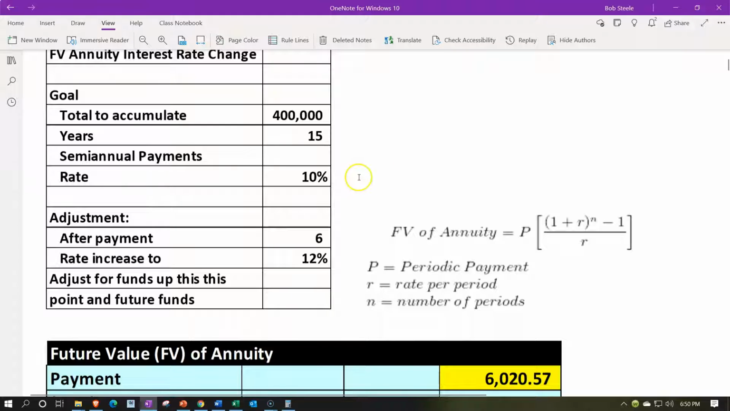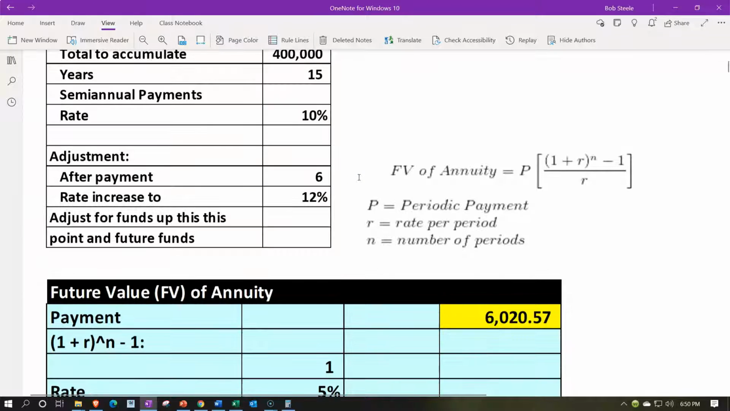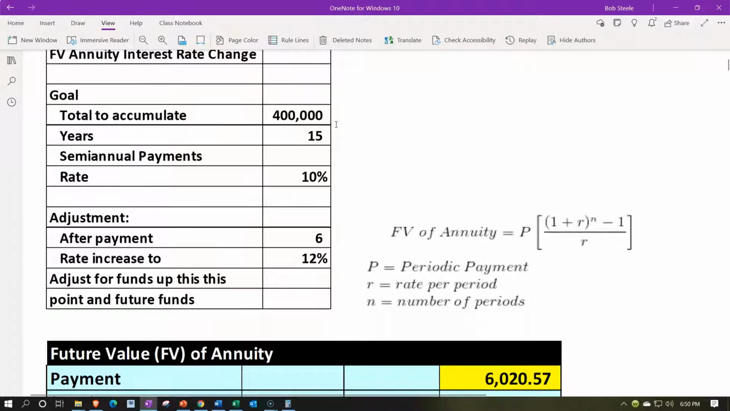That's our original goal. Then once we set that up, once we figured that out, we had a problem that after 6 payments, we're saying that the rate's going to change to 12%, which messes up our whole annuity. So at that point in time, we need to then figure out where we stand after the 6 payments, which were at the 10%, and then think about what we're going to basically generate on those funds until the end of the 15 years, and then think about what we're going to have to set up for a new annuity, the annuity for the remainder of the time period, once again, to reach our goal of the 400,000.